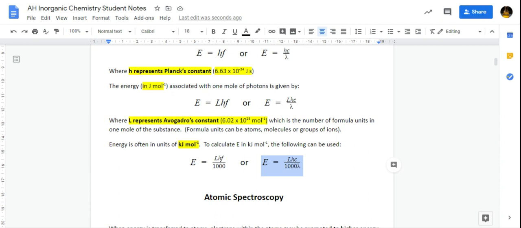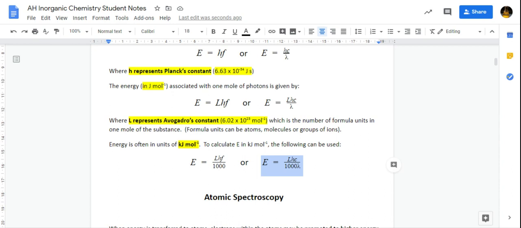You can rearrange this equation as well to make lambda, wavelength, the subject, and that would be lambda equals Lhc divided by 1000 E. That will give you your answer in meters. To convert it into nanometers, you must multiply it by 10 to the power of 9.